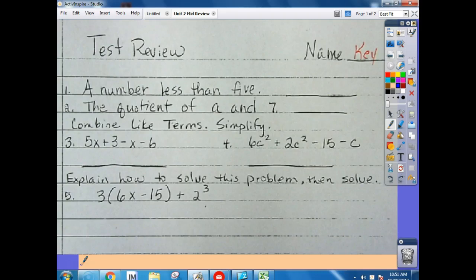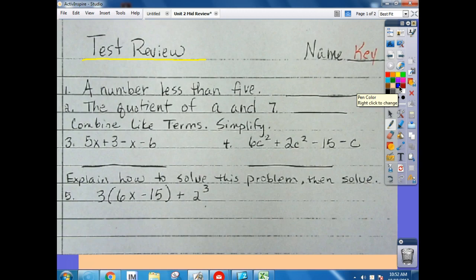Okay, so we have a Unit 2 mid-assessment that we're giving tomorrow, and so I wanted to put a little review up here. So this is the mid-test review, mid-unit test review. On number 1, it says a number less than 5.